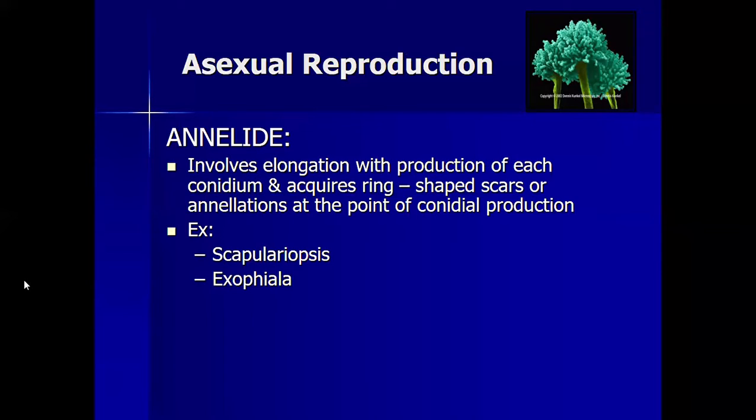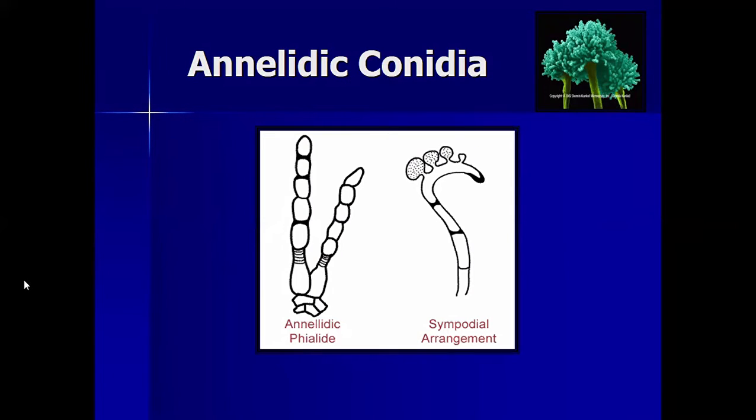So, we have the exophiala and the scopulariopsis. Because of these annulations, they are called the annelides or annellidic conidiogenesis.